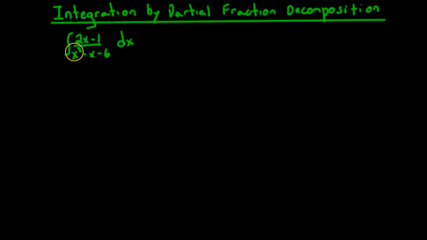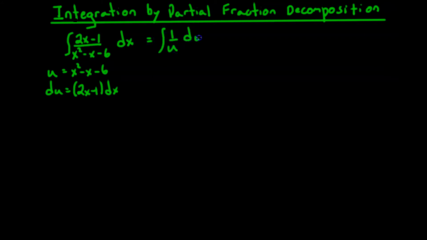Right? Because you can look at the denominator and say the derivative of the denominator is the numerator. Right? You get 2x minus 1. So you could say u equals x squared minus x minus 6, and du would therefore be 2x minus 1 dx. And if you did that, you can make the substitution where you'll get 1 over u du.